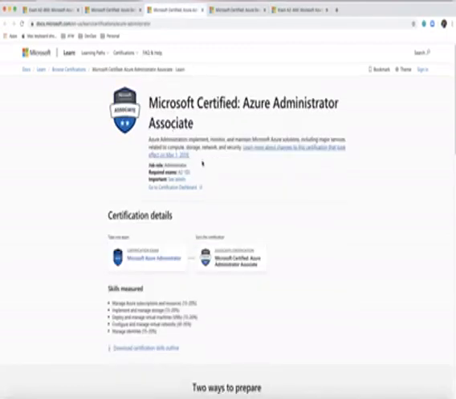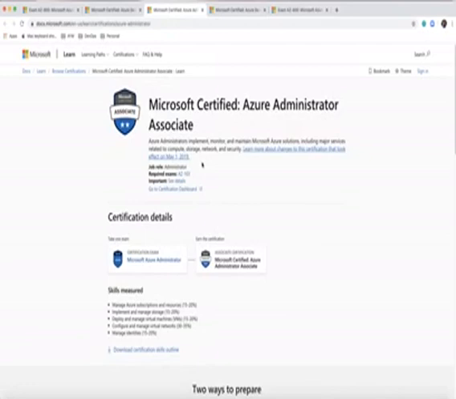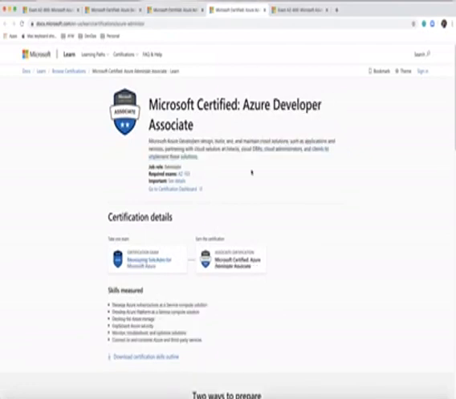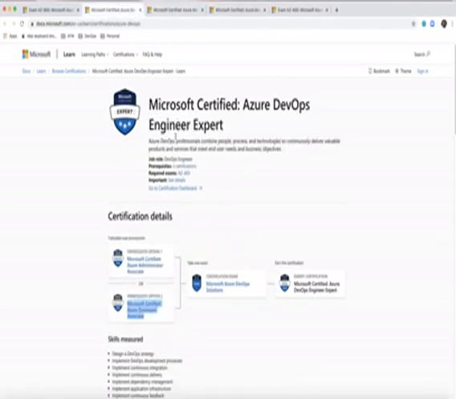AZ103 is Microsoft Azure Administrator Associate, and AZ203 is Microsoft Azure Developer Associate. How do you know this is a prerequisite? If you put AZ400 in Google and choose Azure DevOps Engineer Expert, you will see that to earn the certificate you have to take one of these exams. Option 1 is AZ103 and option 2 is AZ203. These are the prerequisite exams.